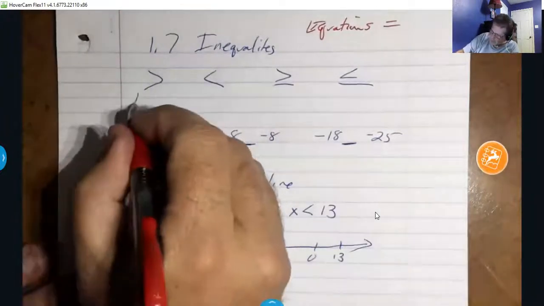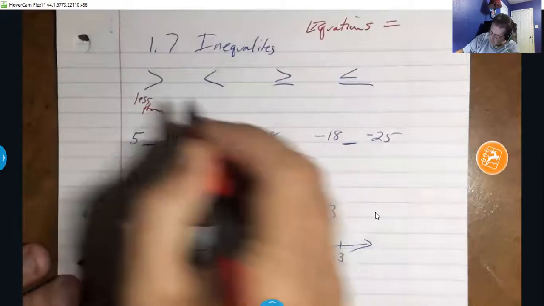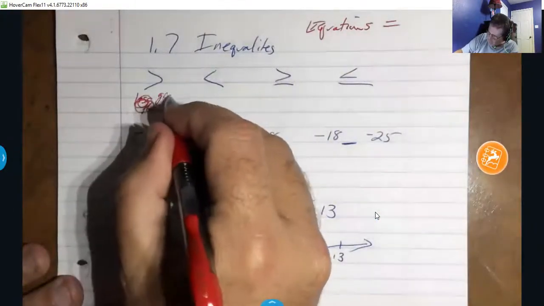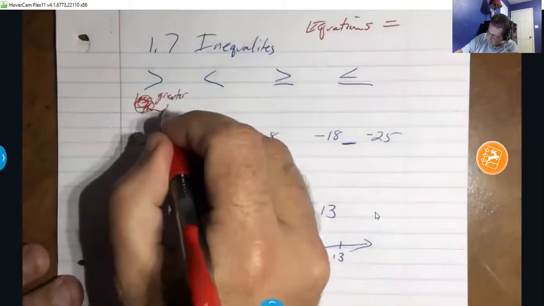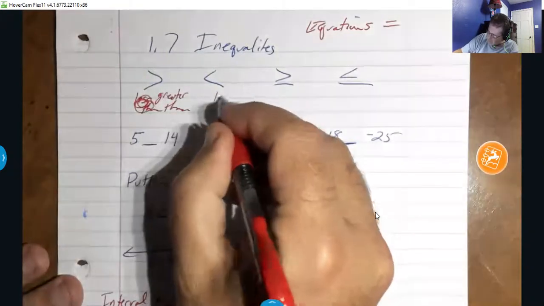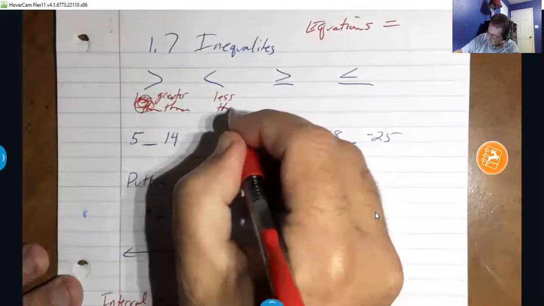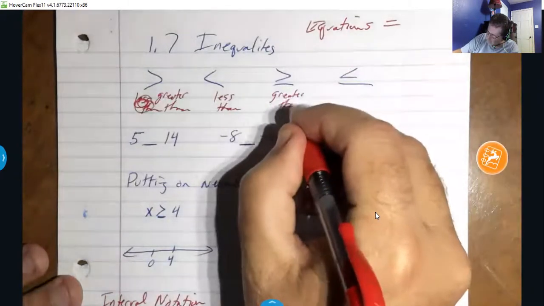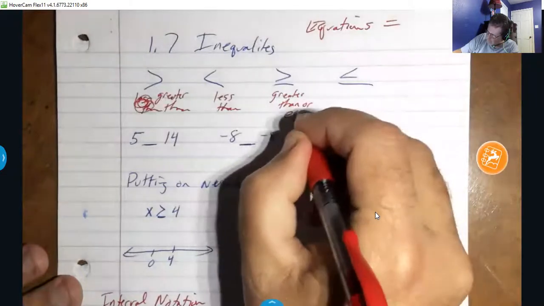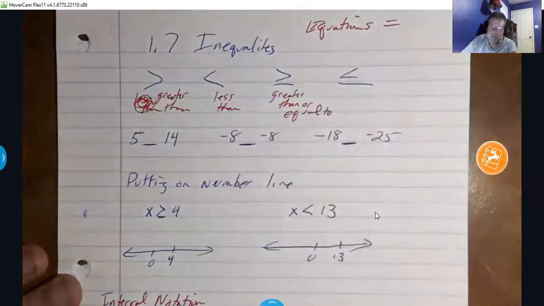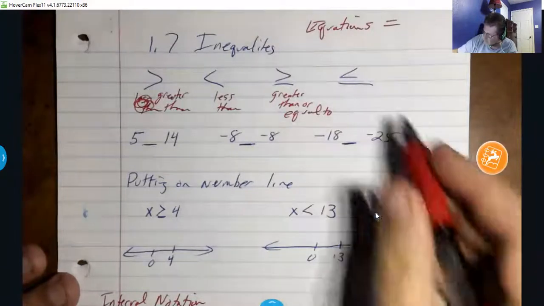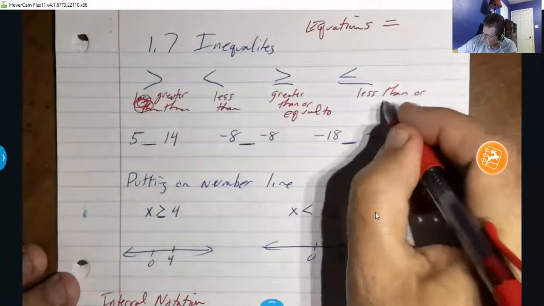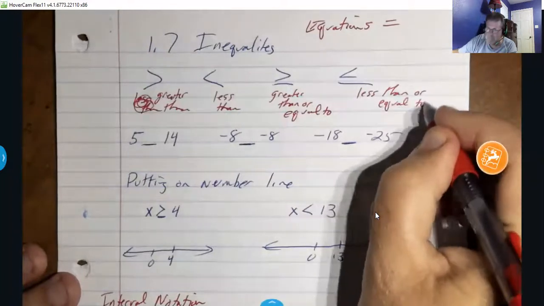So I can either have a less than, I can have, whoops, sorry, I have greater than, I thought I did them the other way, greater than, this is less than, this is greater than or equal to, which can be either bigger or the same, right? And this is less than or equal to.